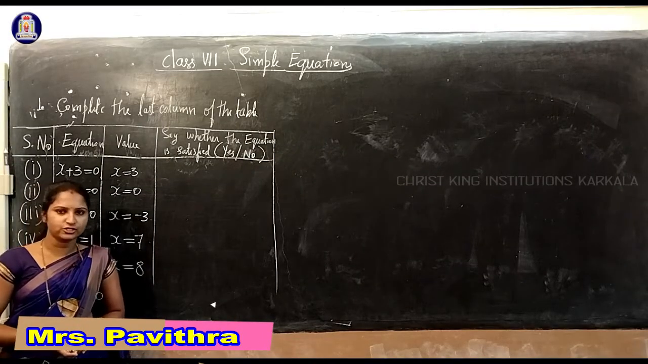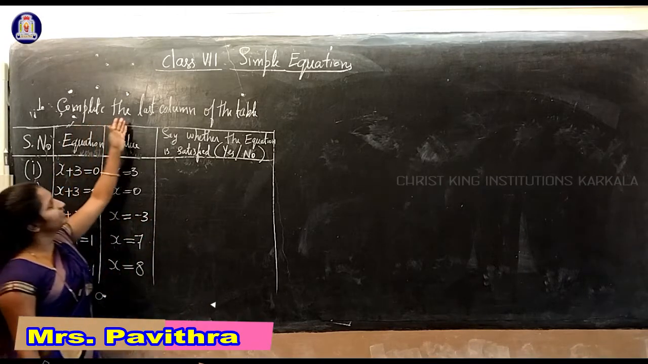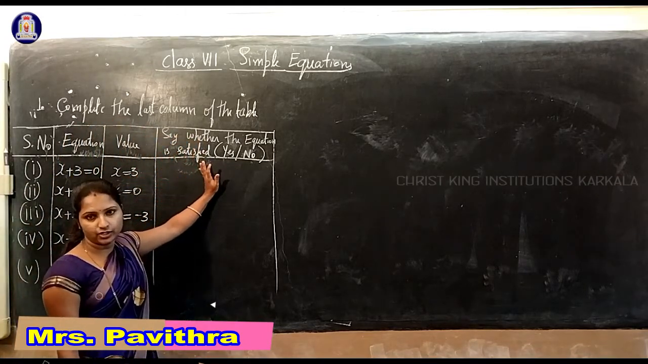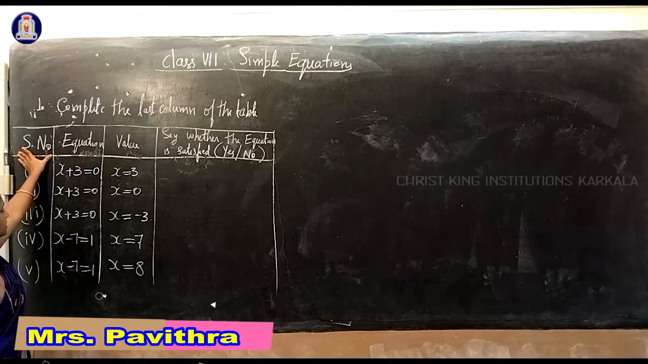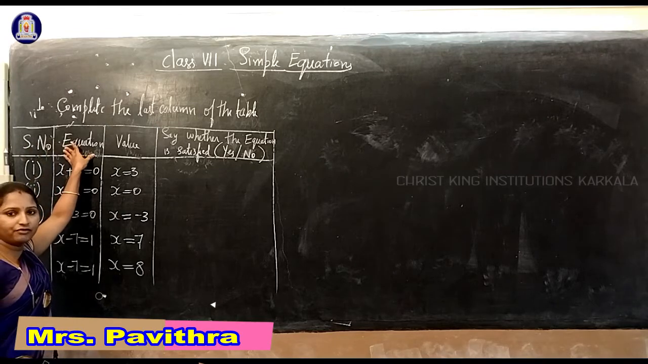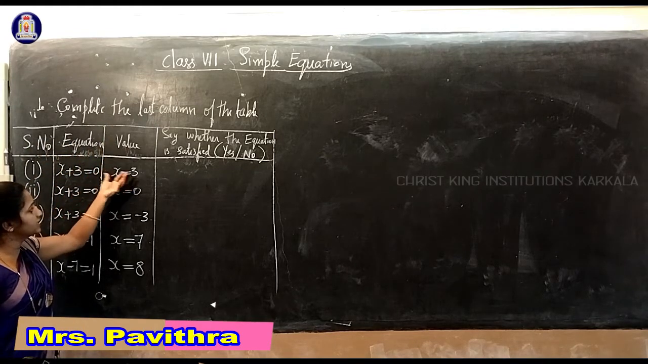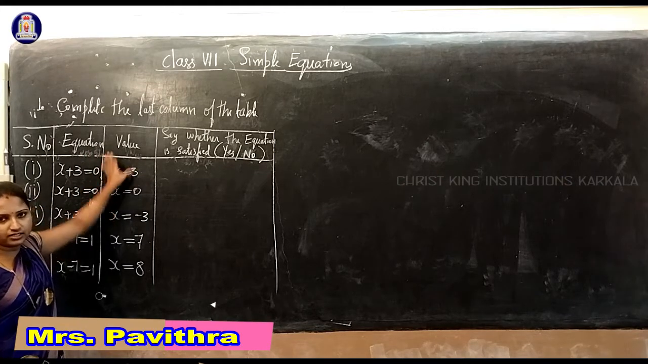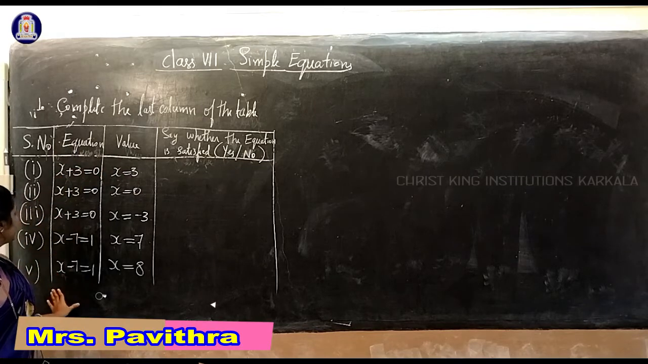Okay, now we are going to solve the exercise sums. In that first one, complete the last column of the table. So you have to complete this table. See, the first column is the serial number, and the second one is the equation. Then the x value is given. In this column the value of x is given, and here the equations are given.